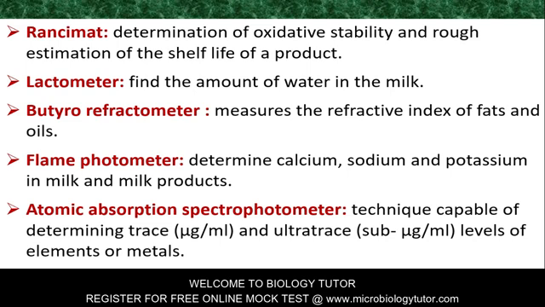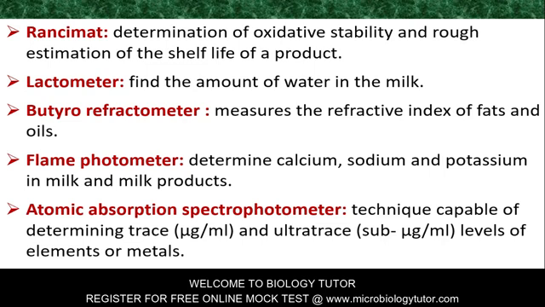Next, Rancimat. What is Rancimat? It is used to detect the oxidative stability and rough estimation of the shelf life of products. Lactometer: find the amount of water in the milk. Butyro refractometer. Butyro measures the refractive index of fats and oils.